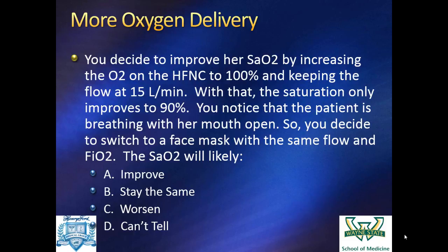So the next question, you decide to improve her SaO2 by increasing the O2 on the high flow to 100% and keeping the flow at 15 liters per minute. So you haven't changed the flow, you just sort of changed it to a conventional nasal cannula. With that, the saturation only improves to 90%. You notice that the patient is breathing with her mouth open. So you decide to switch to a face mask with the same flow and FiO2. The SaO2 will likely improve. So you just didn't change anything, you have a mouth breather. You went from high flow nasal cannula to Ventimask. Will that improve the SaO2?